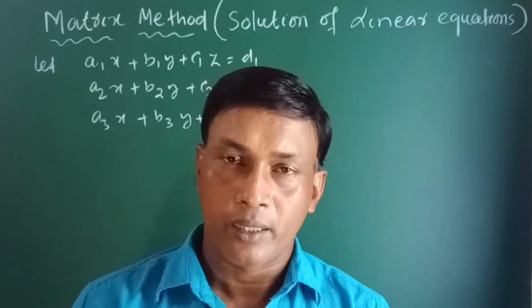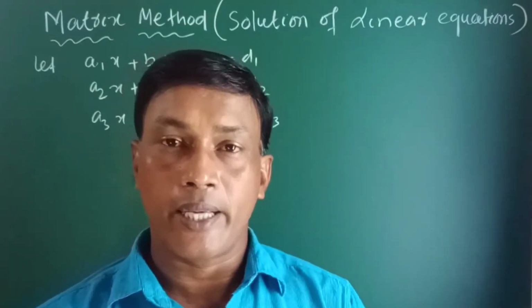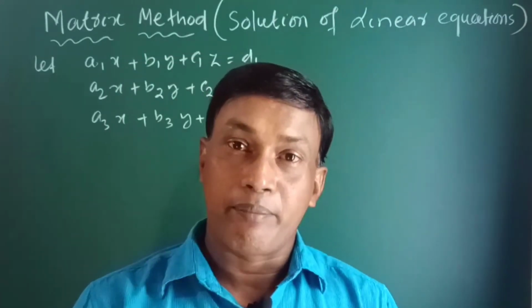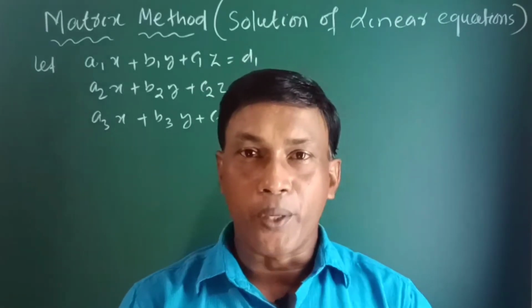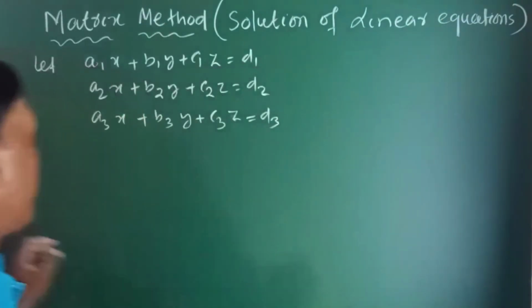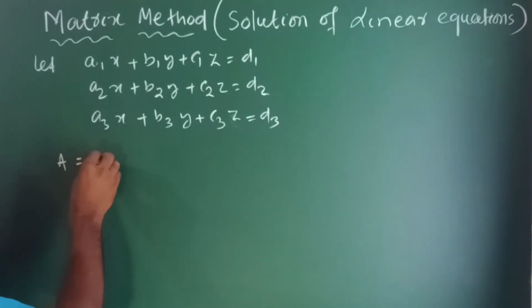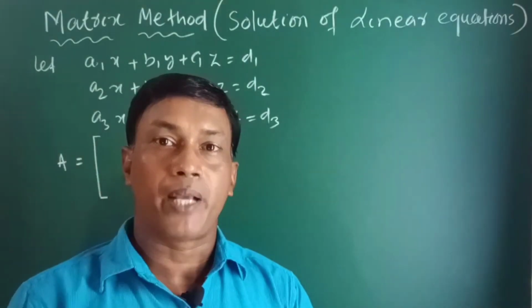Please remember, you have to find 3 matrices A, X, B. What is A? The same as in your Cramer's rule, the coefficient matrix. Look here. First, find A. A is the coefficient matrix which is formed by the coefficients of the variables.